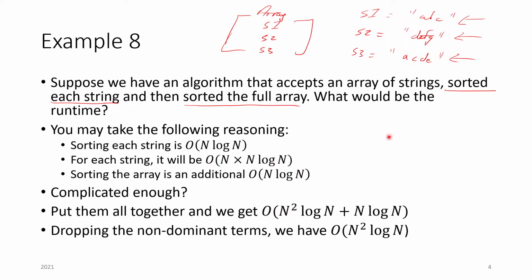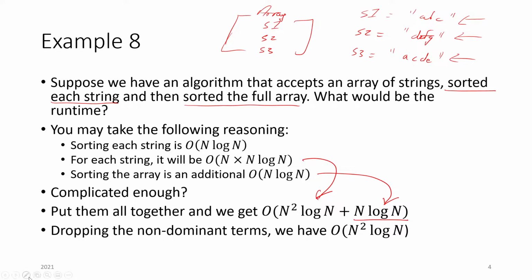Just draw this linkage. And then sorting the array here is this part. And we say, okay, because these steps occur one after the other, we add the two. And if we drop the non-dominant term, being this n log of n here, we just remain with the order of n squared log of n, right?